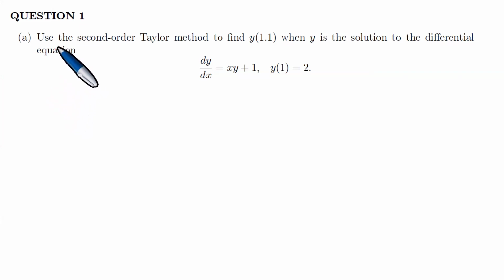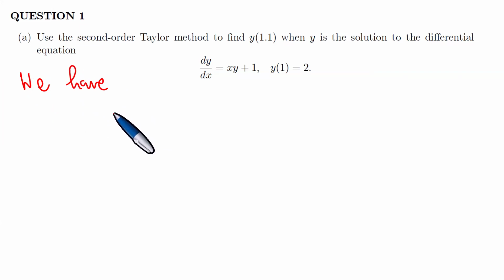For example, question 1: use the second order Taylor method to find y evaluated at 1.1, when y is the solution to the differential equation dy/dx equals xy plus 1, with y at 1 equals 2. Let us use the second order Taylor method. To actually use it, we have the following.